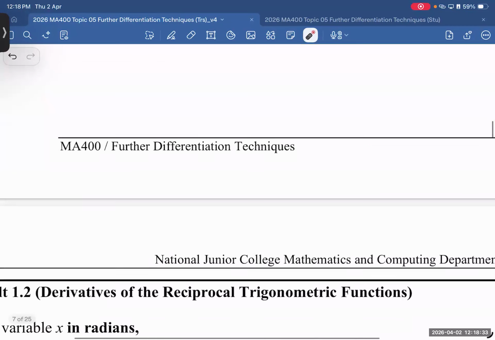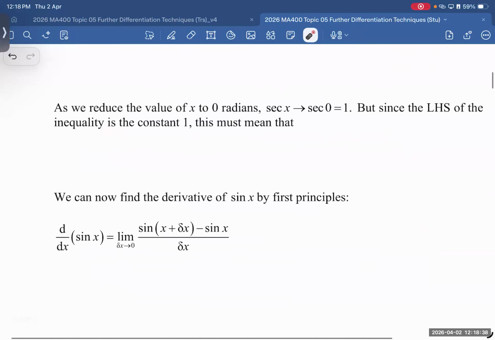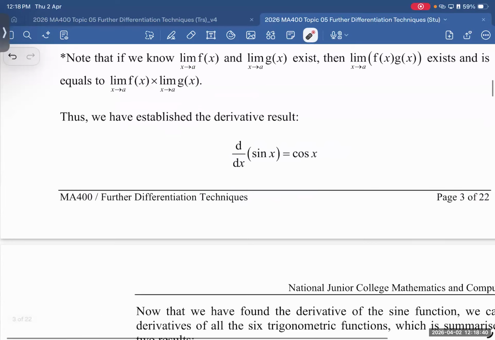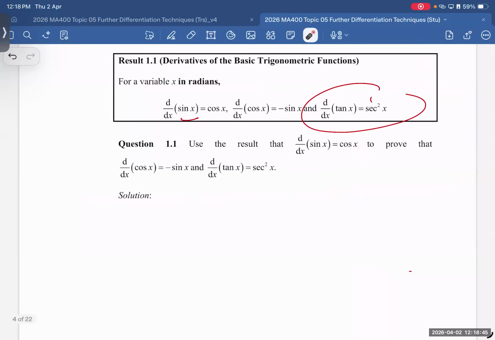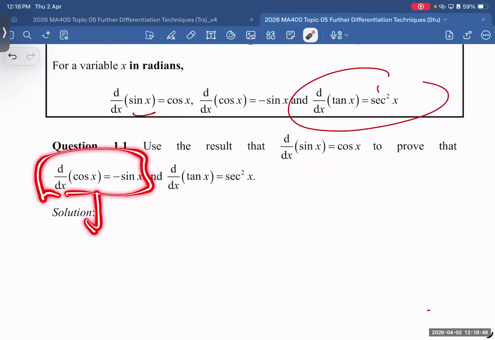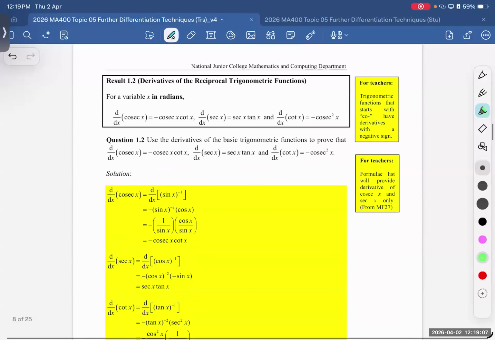Then I go to the next question. The first part, cos x. Derivative of cosine equals negative sine. You skip first. So these two results you take first. This you can prove, but this one you need first principle. I will come back to this question later on, because I think the question flow is not so good.